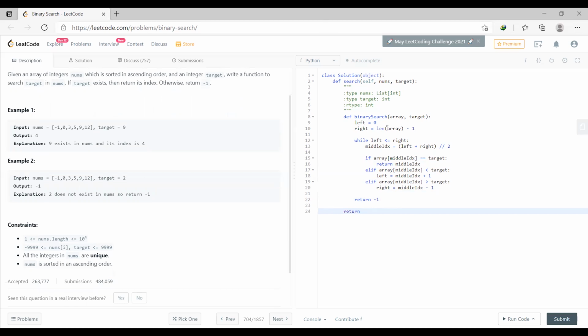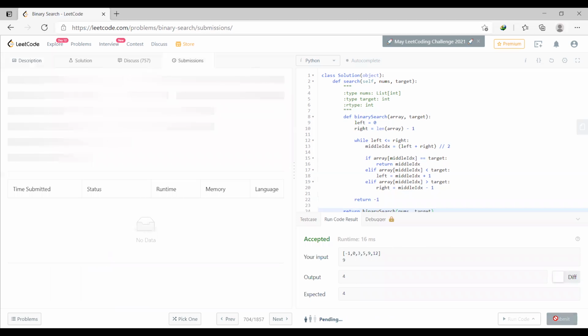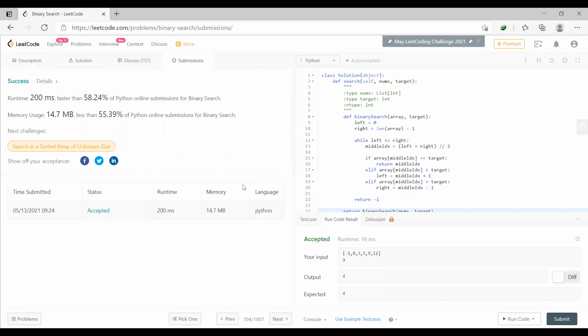Return binary search of nums, target. So our solution got accepted. Let us now check our solution by running all the test cases. So yes, our solution has been successfully submitted.